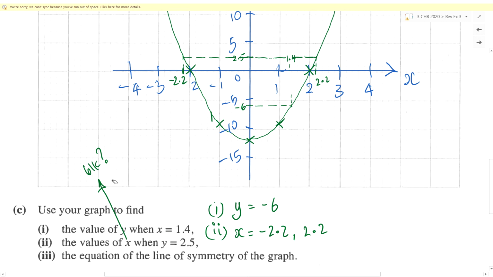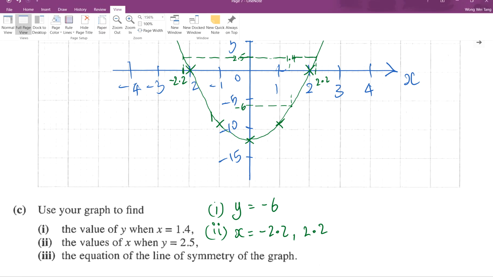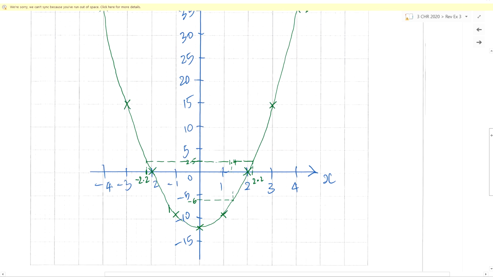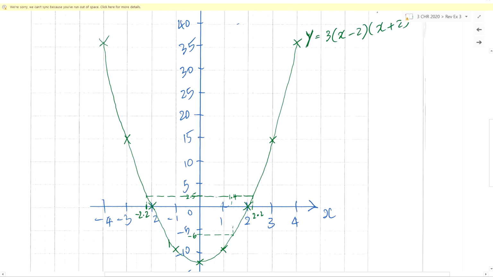Next, part 3. Find the equation of the line of symmetry of the graph. Before we can talk about the equation of the line of symmetry, can you identify where the line of symmetry is? So at the start of the lesson, I told you that in all syllabus, the line of symmetry for these graphs will always be a vertical line. It will always be a block. So here is my line of symmetry, a vertical line.